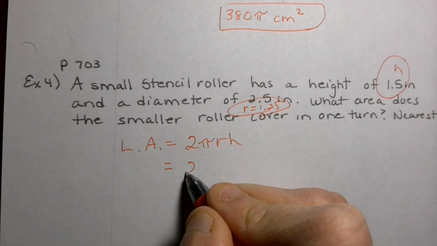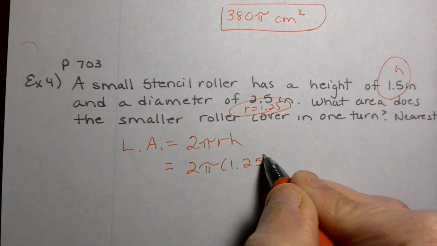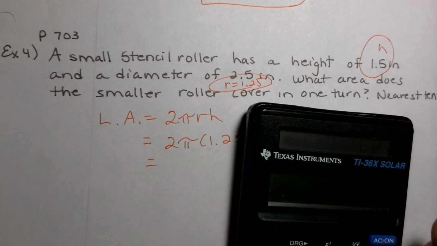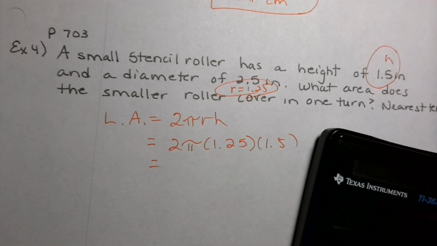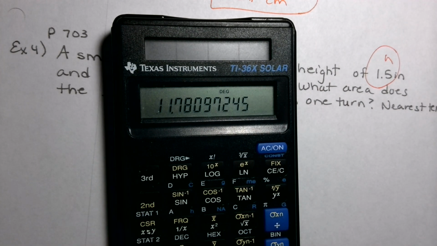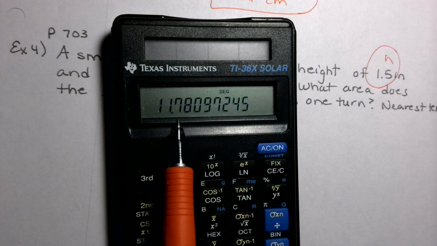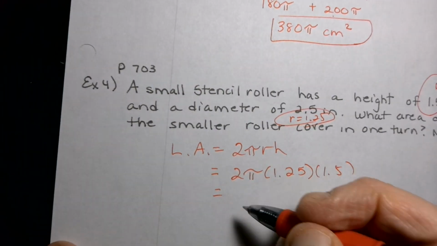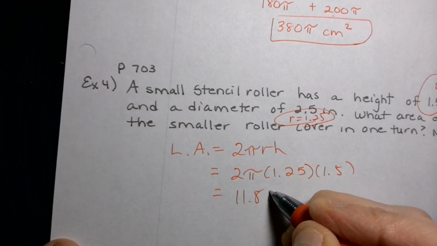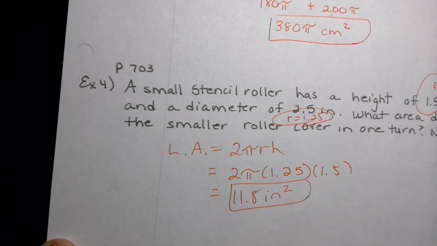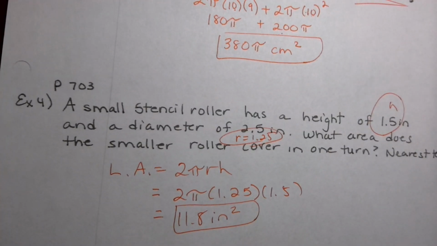So I think we got it all. 2 pi, radius is 1.25, height is 1.5, nearest tenth on this one. So we're going to go ahead and multiply 1.25 times 1.5 times 2 times pi, and I get that. Round to the nearest tenth. So the tenths place is where the 7 is, so I look after it and I see an 8, so I know I need to round that up, 11.8. And inches squared. I just have to think for a second. Am I doing area? So there we go, guys.